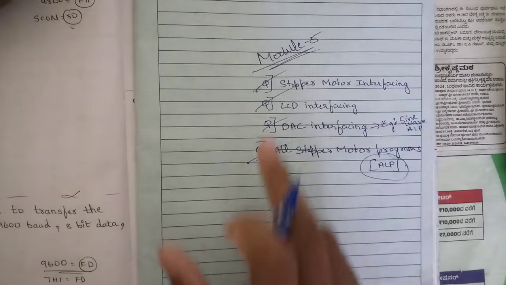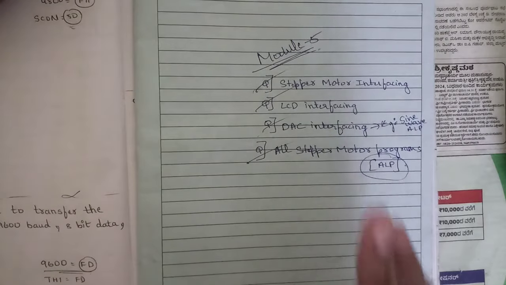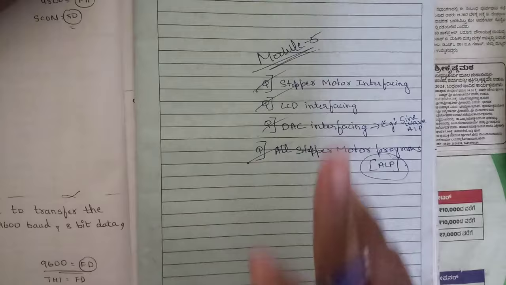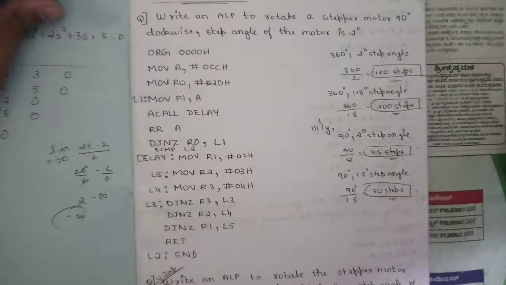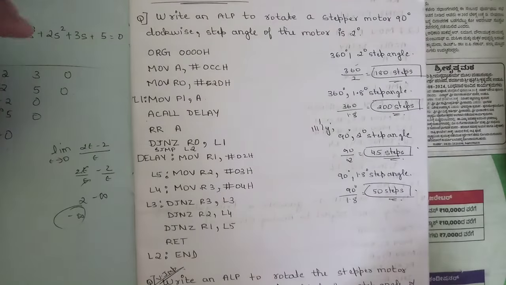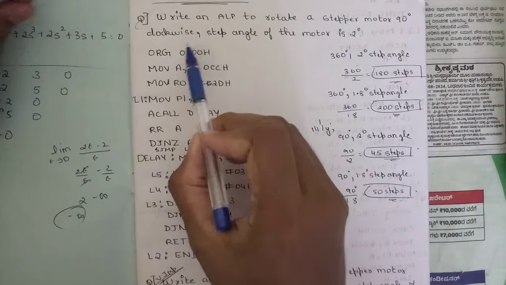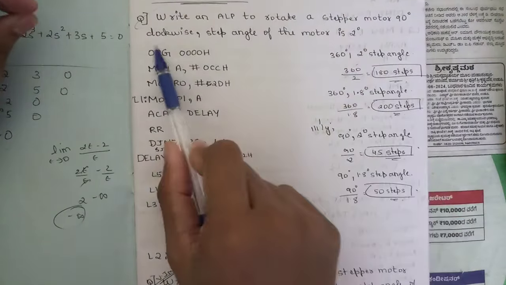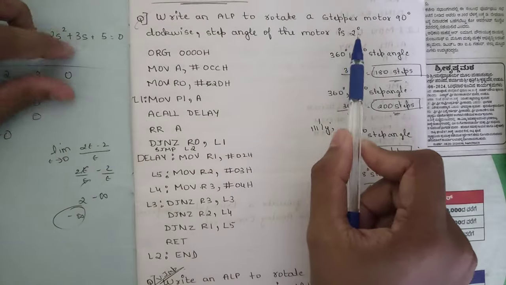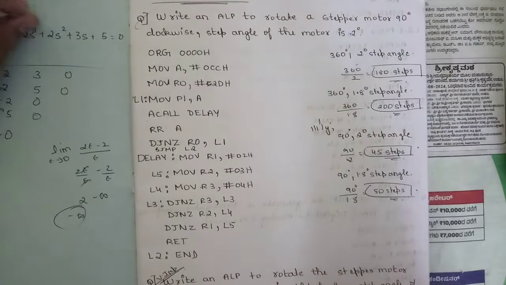So these are some of the questions from module 5, fixed questions you should be learning. Okay, before entering the exam, please learn these questions. And these are some of the important assembly level programs for stepper motor. One question is, write an ALP to rotate the stepper motor clockwise with the step angle of the motor they would be giving you.